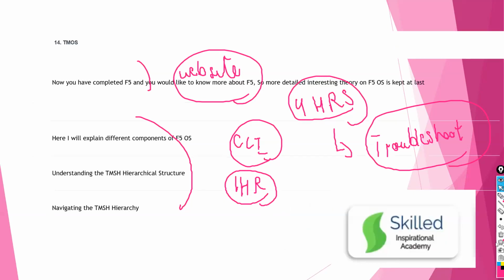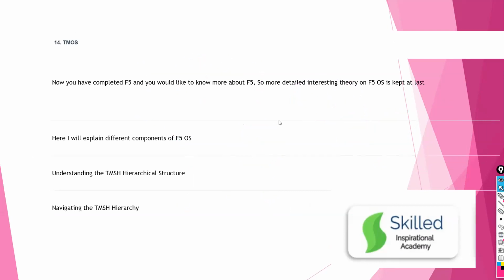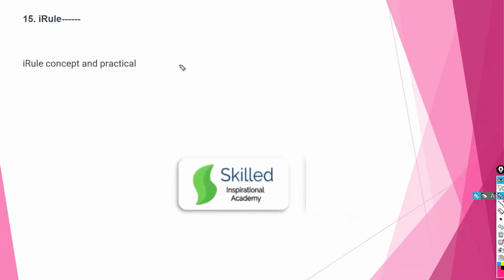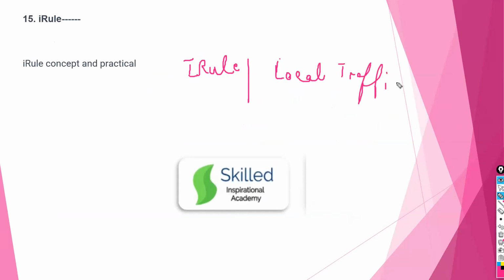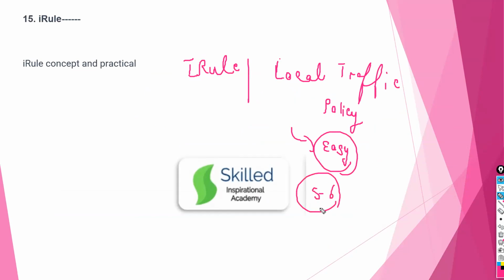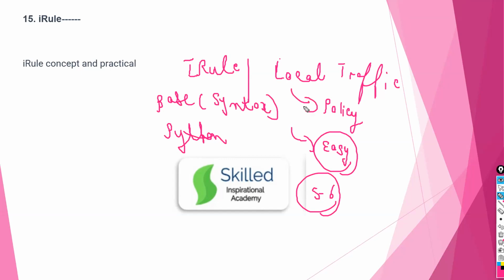The next term which comes into picture is iRule, which we will anyway discuss. With iRule, there is another term which comes into picture: local traffic policy. I will make sure that whoever thinks iRule is difficult, I will make it easy. We will cover 5 to 6 scenarios. Guys, for any programming, whether Python or anything, your base should be strong. If you know the syntax and the logic, then you can configure any iRule or local traffic policies in detail. That we will cover.